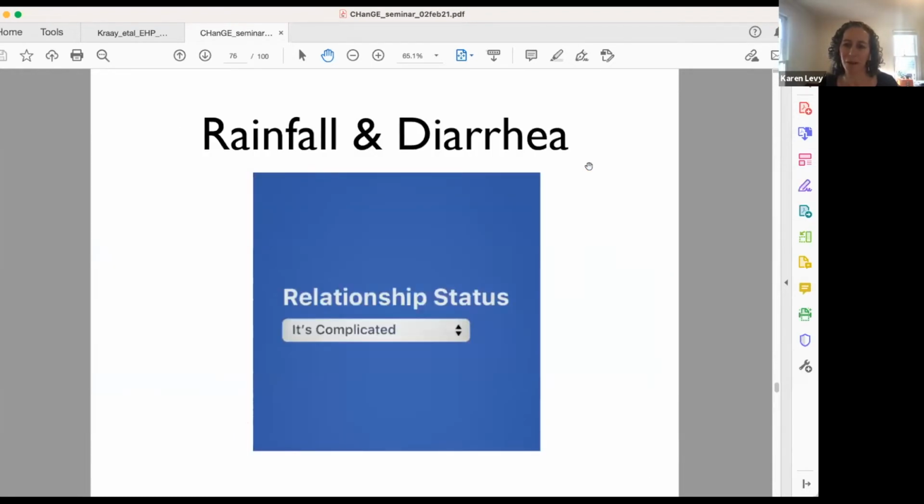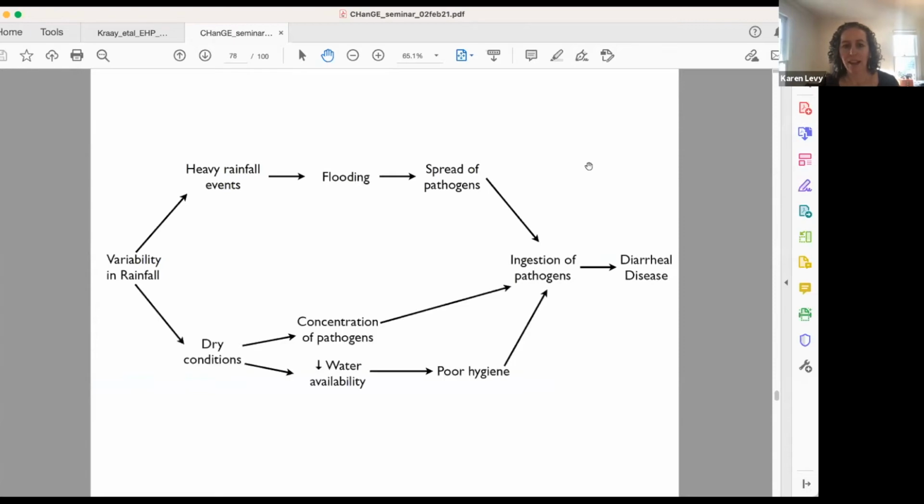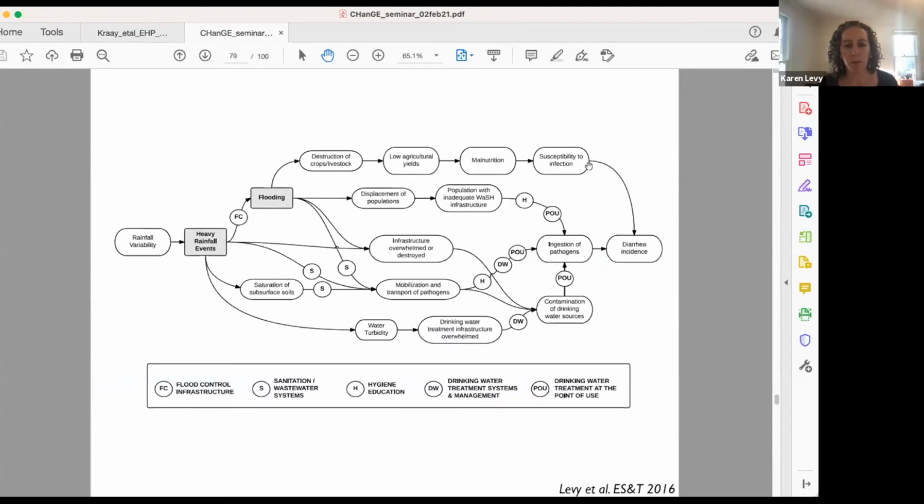Rainfall is a lot more complicated. It gets into a lot of issues of, when you have different rainfall, if you have heavy rainfall, there are conditions that can lead to spread of pathogens. And then you can also, under dry conditions, get increased pathogen spread and disease. And so this is from another paper with just a more complicated version of the previous slide, but it kind of gets at this. It's just a lot more complicated than temperature.